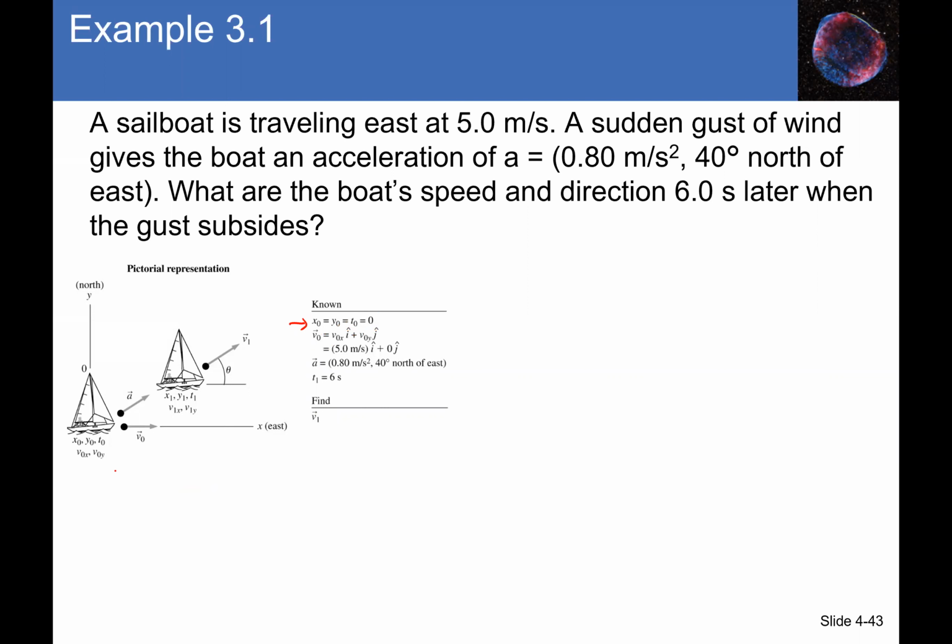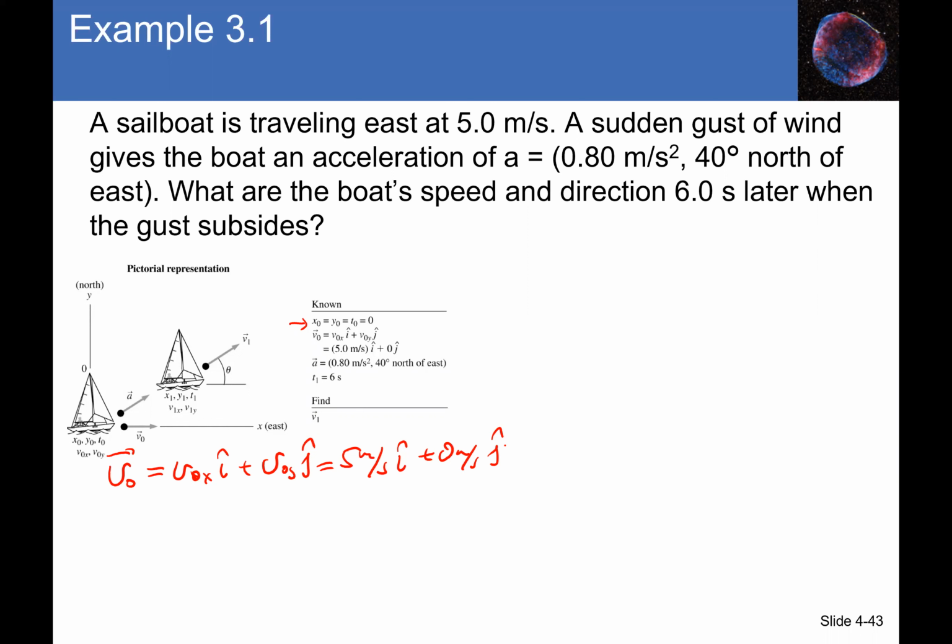But I also have the boat moving with an initial velocity of 5 meters per second east. Remember, if I write down the general equation, I have v initial x i hat plus v initial y j hat. But what I have here is 5 meters per second i hat, since east is i hat, and 0 meters per second j hat. That means I had no initial vertical velocity.